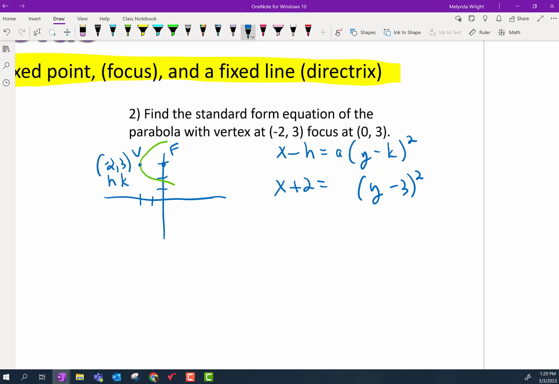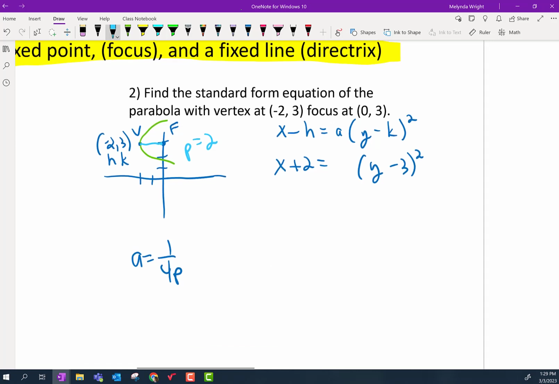Now, I don't know what A is, but I do know there's a formula that relates A to P. A equals 1 over 4P. That's a formula that I would have memorized. Now, what is P? We need to think back to P is a distance. Do we remember what P is the distance between the focus and the vertex, right? So if I count these spaces right here, that's what, 2 spaces? So P is 2. Okay, fantastic. P is 2.